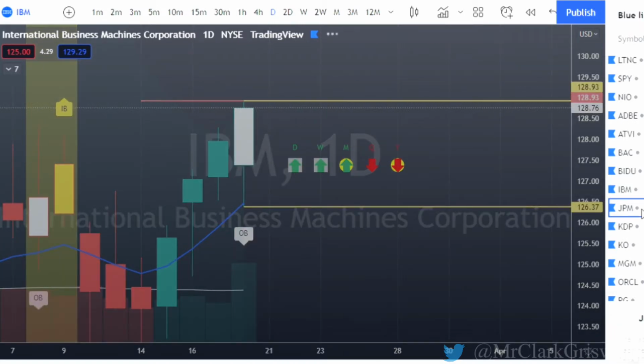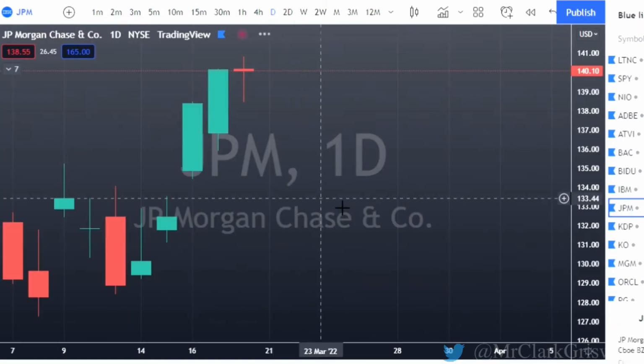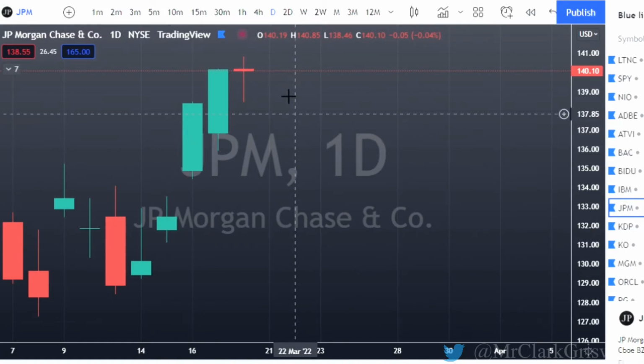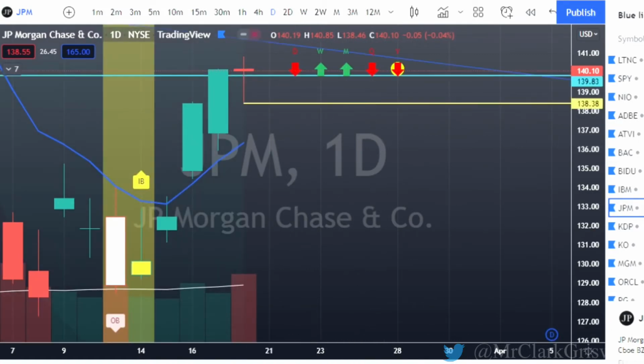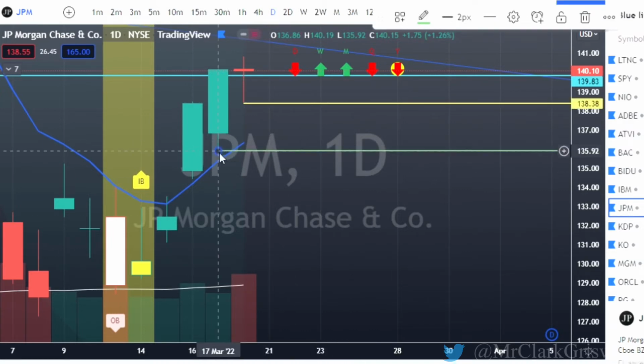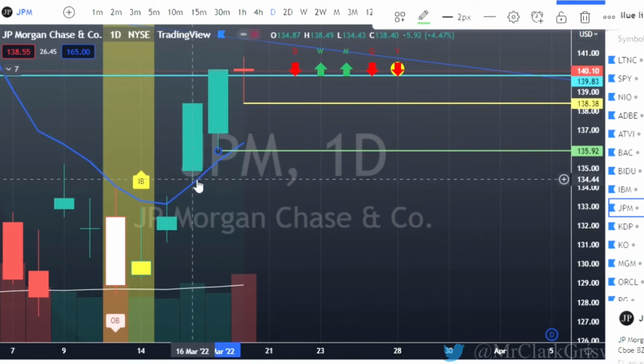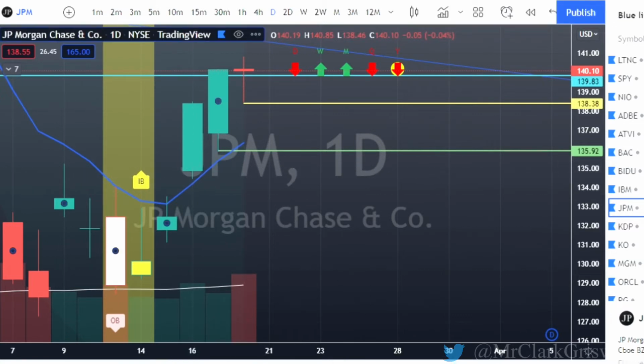JP Morgan, JPM, has a 2 down that finished red. So we're looking for a reversal on JP Morgan, and when we look for targets on this, it doesn't matter if we're going high or low, but when we're going low, we just look for the bottom preceding wicks, like so. And when we're looking for calls, we do the exact same thing, but to the high side.